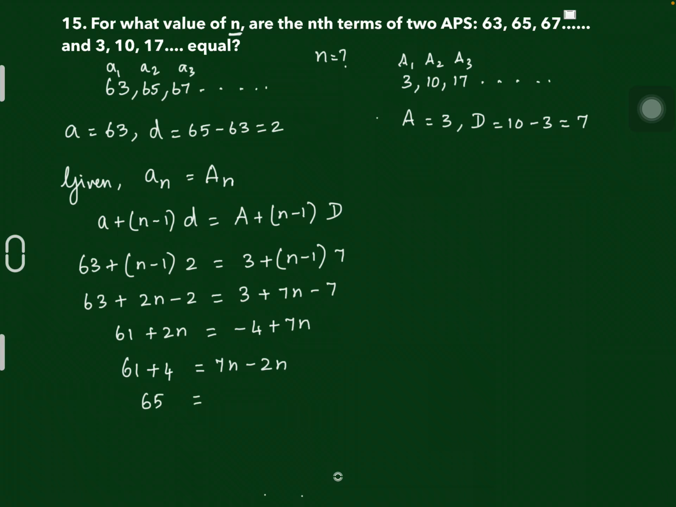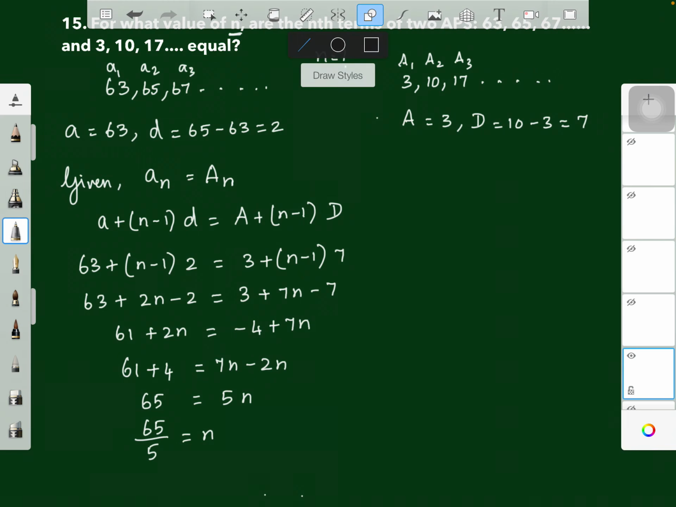65 is equal to what is 7n minus 2n? 7 minus 2 is 5. So, 5n. From this, 65 by 5 is equal to n.